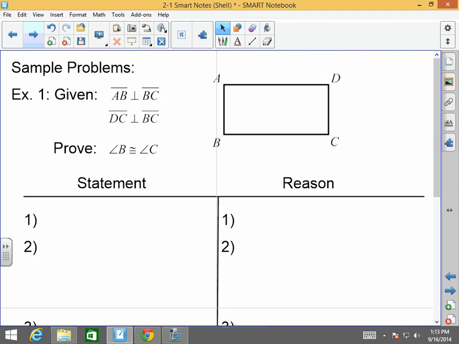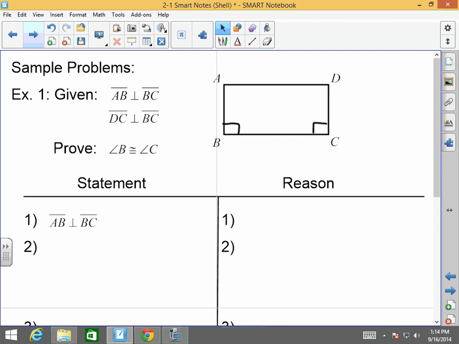Okay. Number one. Given AB is perpendicular to BC. Label, label, label, label, label. That's a 90. DC is perpendicular to BC. Label, label, label, label, label. I want to prove that angle B is congruent to angle C. So what do we always start with, guys? My givens, very good.